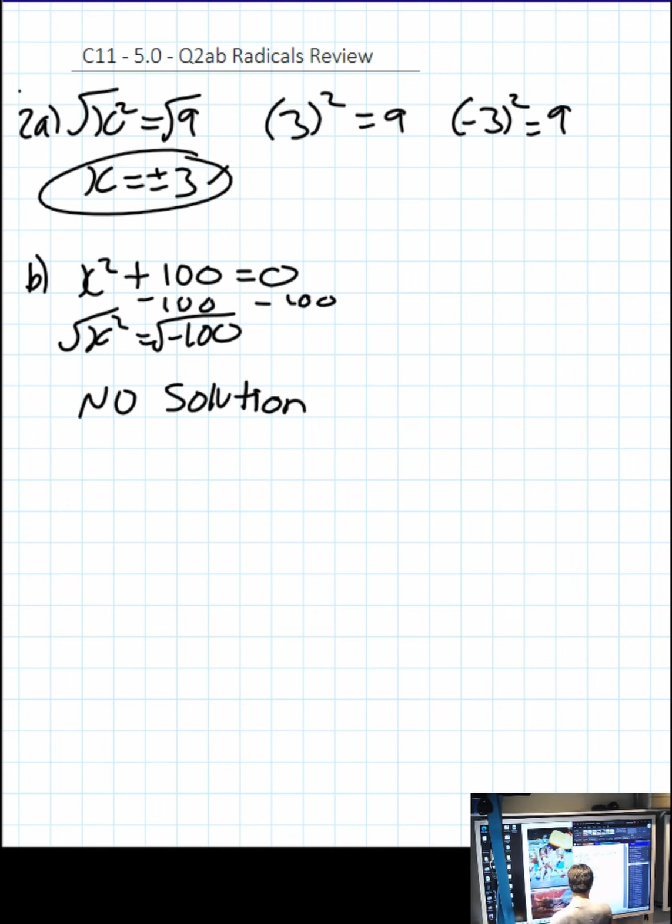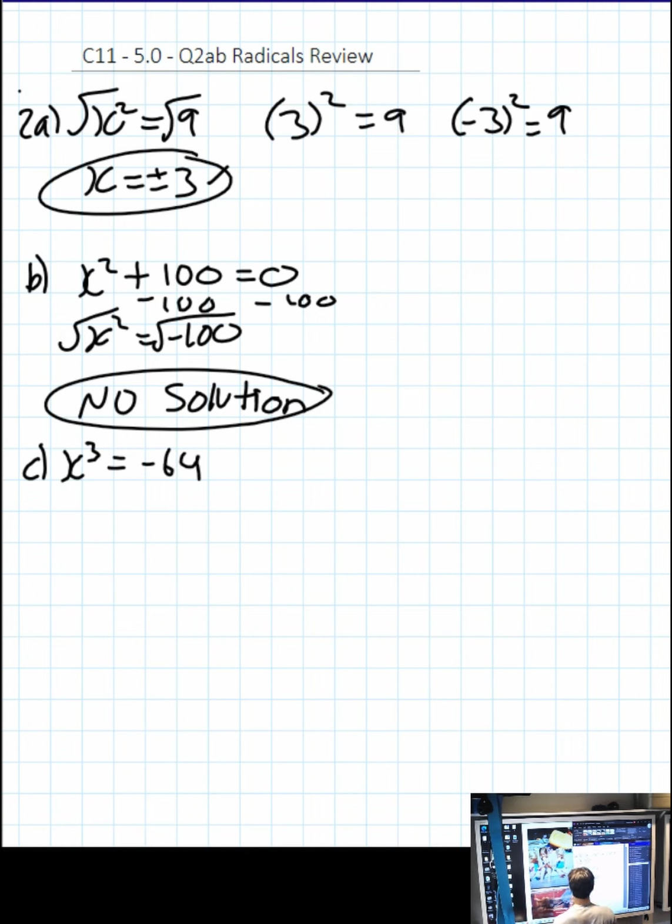If the method that you're trying to use does not work, then the thing that you're looking for does not exist. All right, we have 2c. x cubed equals negative 64.